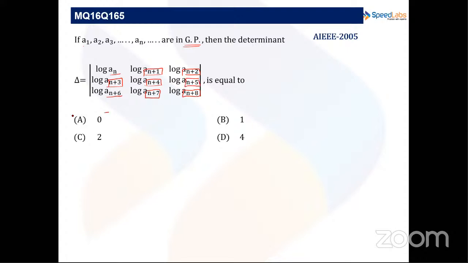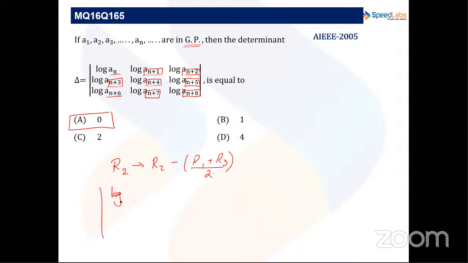So the determinant value will be 0, because when you write it, the power will come in front due to the property of log, and from that if you apply the simple operation in R2, if you write it like R2 minus R1 plus R3 by 2, you will be getting the whole second row as 0. Let's do it.